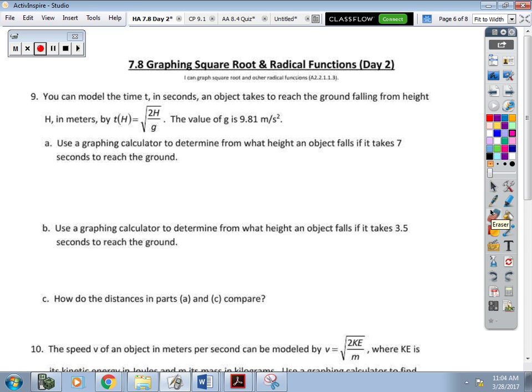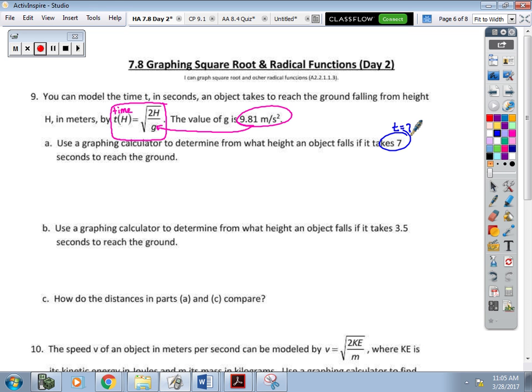So number 9 says we can model time t in seconds of an object as it takes to reach the ground falling from a height h in meters. So they give us this equation. So t of h is representing the time, h is representing the height, and then they actually tell us what g is, which is our 9.81 meters per second. So we're actually going to plug that in. Then it says, use a graphing calculator to determine from what height an object falls if it takes 7 seconds to reach the ground. So 7 seconds, that means time is 7.